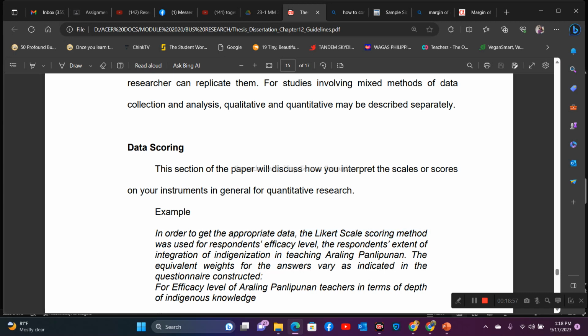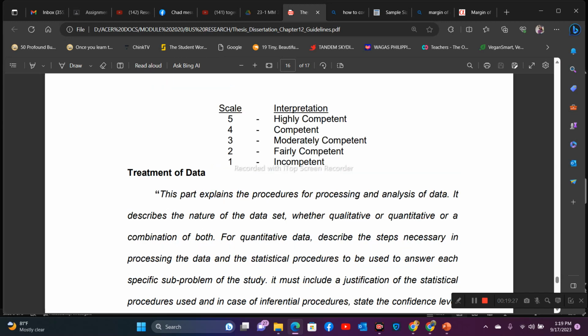So, they said that usually it's easier to use quantitative because you just have to tally everything, tally all the answers, and then you will scale it. If the answer is 5, that is acceptable or not acceptable, and then it's easier for you to identify the result. Like for example, the data scoring. Okay, you have an answer of 5, meaning highly competent. So this is about the example, Araling Panlipunan.